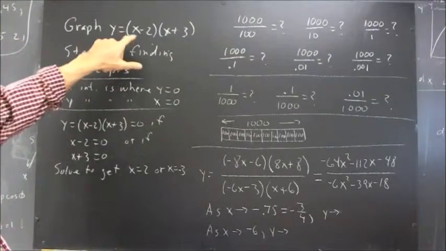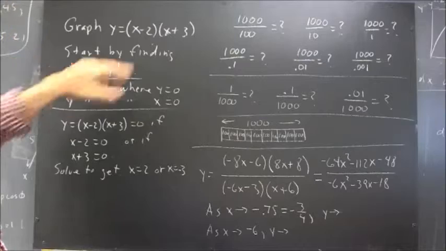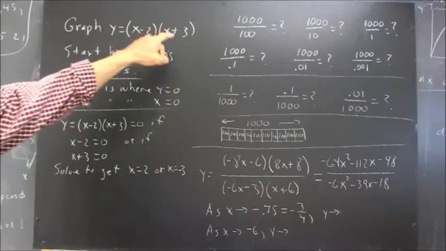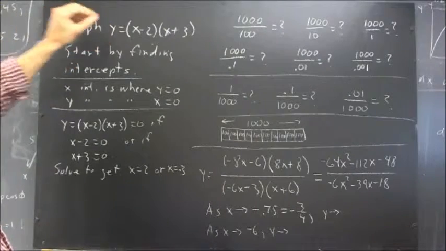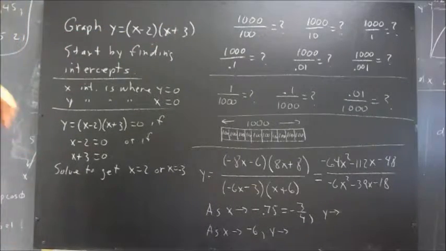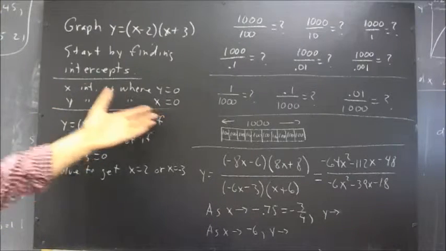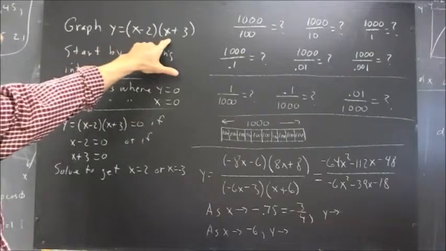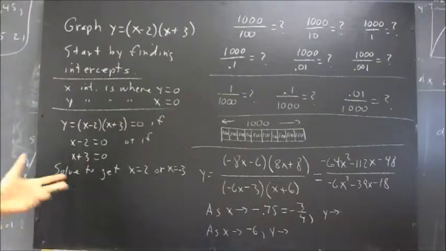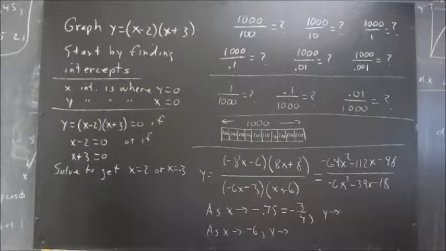So either x equals 2 or x equals negative 3 will give you y equals 0, meaning that the x-intercepts occur at x equals 2 and x equals negative 3. The y-intercept occurs when x equals 0. Now that's actually very easy. You just plug in 0 for x and you get negative 6. I haven't written that one down here. We'll see that on another board shortly.